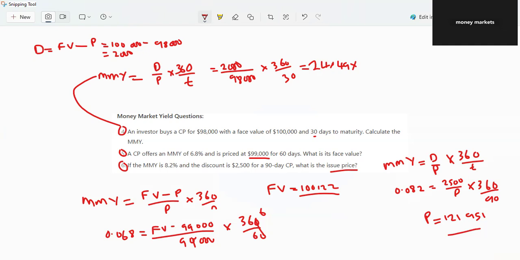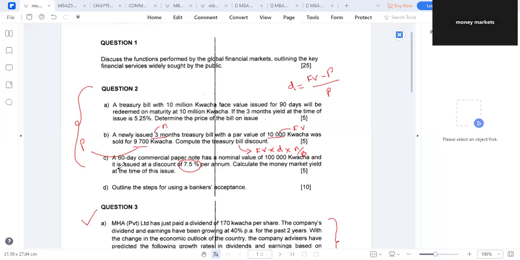All right, so my concern now is the exam. So how do they come in the exam? I need you to answer this question from the exam with me and as your homework. So this was carrying 5 marks. We have a 60-day commercial paper and has a nominal value of 100,000 kwacha and is issued at a discount of 7.5 per annum. Calculate the money market yield of this issue. 5 marks. All right. So clearly, I have explained what I have to explain on this.